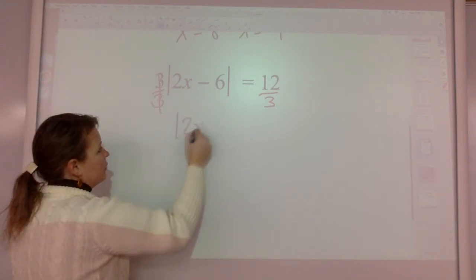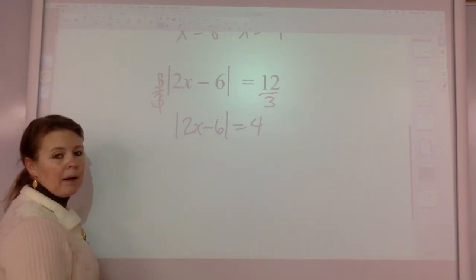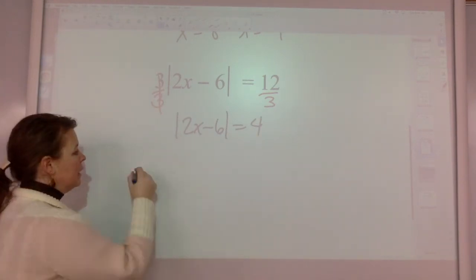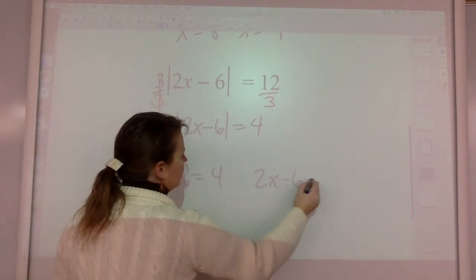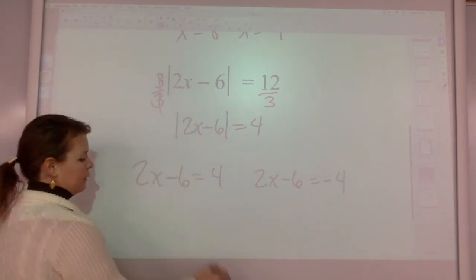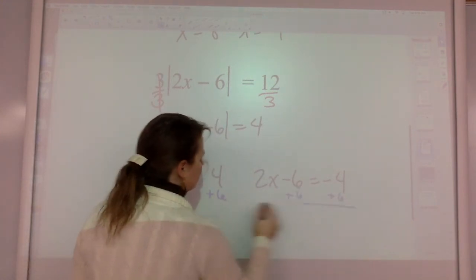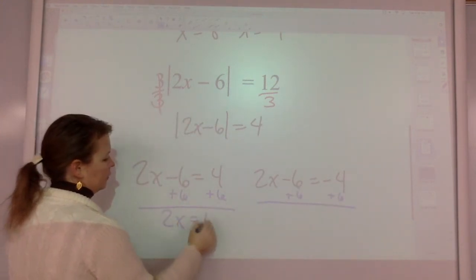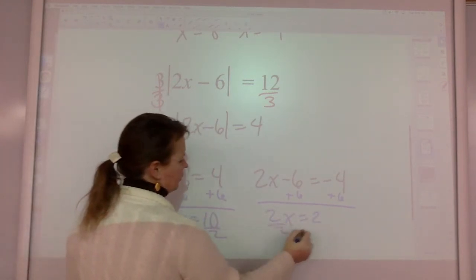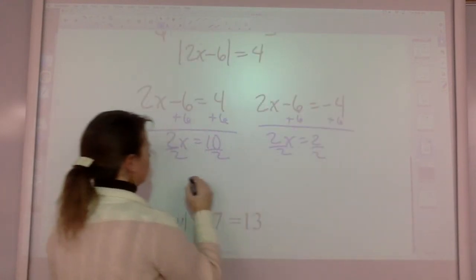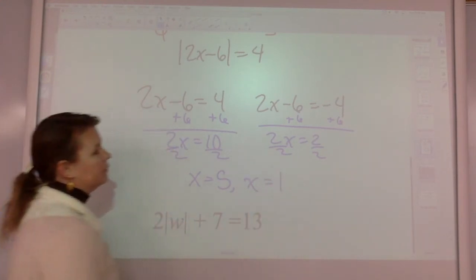Now that you have the absolute value of 2x minus 6 equals 4, that looks just like the problems that we worked on in day 1. Go ahead and solve it. You can do it on your own, or you can pause it, or you can follow me. But I'll probably go too fast right here, so pause it if you have to. X is going to equal 5, and x is going to equal 1.